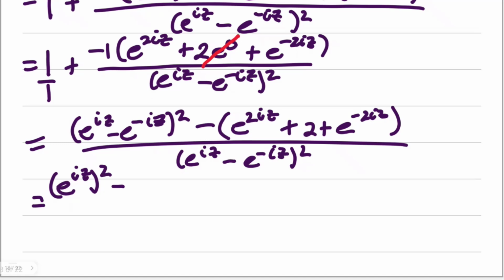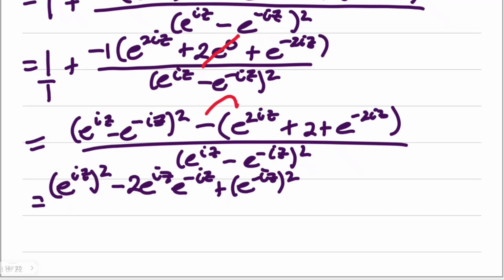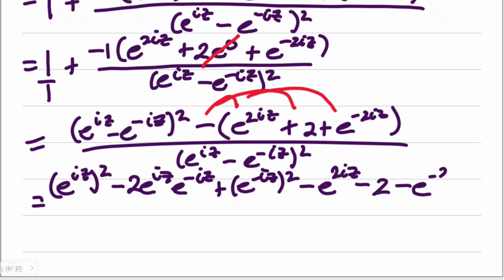Then minus 2 e to the power of iz, e to the power of negative iz, plus the square of our second term. Of course, it's positive because the square of a negative is positive. And then later on, allow me to distribute now the negative sign and remove the grouping symbol. What will happen here is negative e to the power of 2iz plus 2, that would be minus 2, and minus e to the power of negative 2iz as we distribute the negative sign.